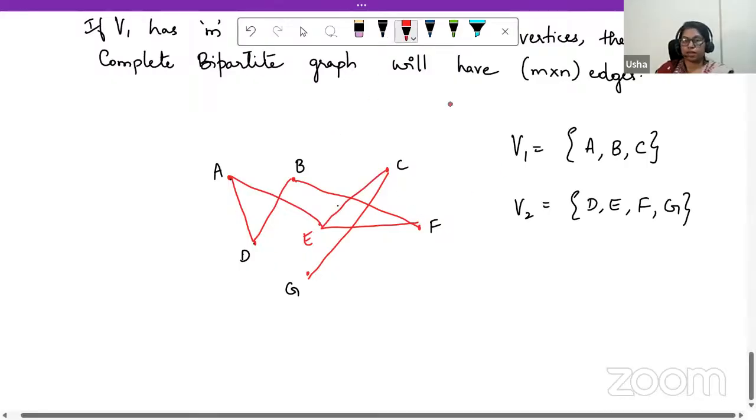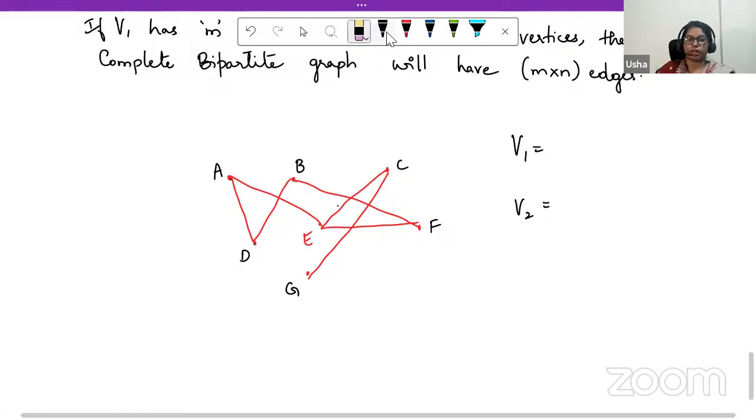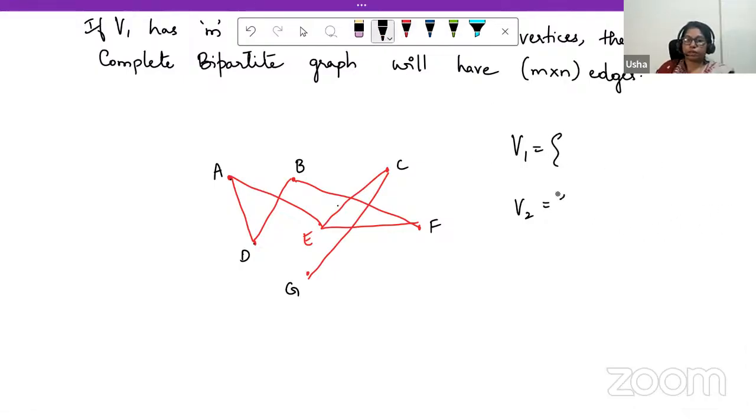Suppose you had a graph like this. Then what happens? Now, this is not a bipartite graph. We'll see how to check. Take any vertex, say A. To which all vertices it is connected, write them in the opposite set. A is connected with D and E, so I will write them in the opposite set.